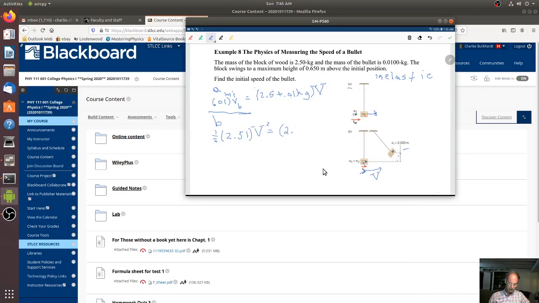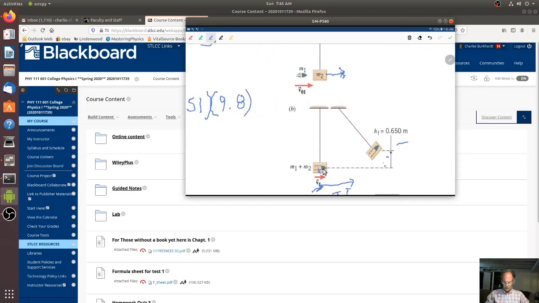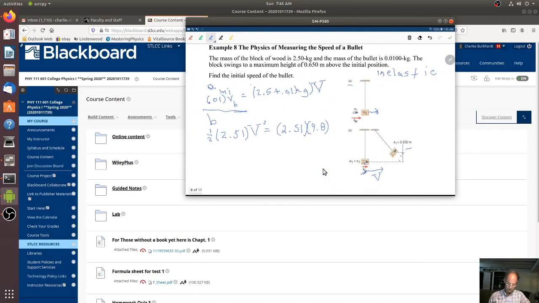So 2.51 kilograms times 9.8 times the final y. And the final y, if I'm looking at this right, it looks like it rose to a height of 0.65 meters. Okay, these 2.51s cancel. That's nice. So I'm going to solve part B first to find a numerical answer. And that's how things go sometimes in life. You have to do the second part first.